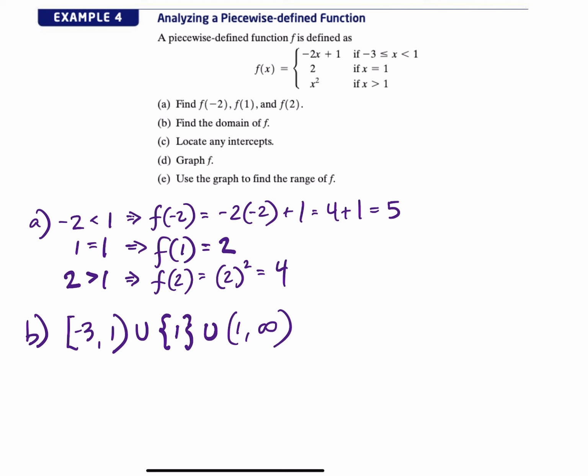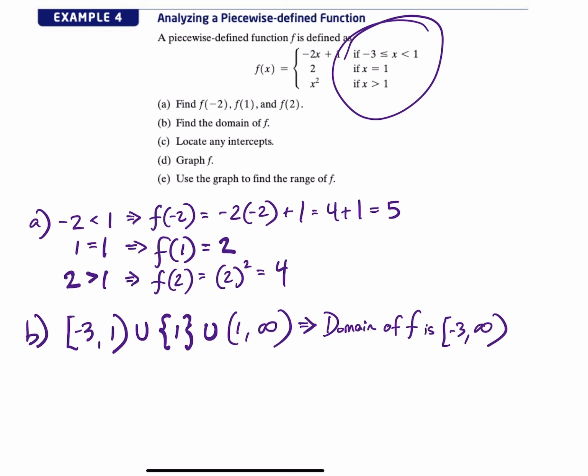So let's just combine these all together. In the first bit, we're stopping right before 1, but then we have 1 included here. And then the last bit goes from 1 to infinity. So really we could just say this function is defined all the way from negative 3, including negative 3, up to positive infinity. We'll say the domain of f is from negative 3 to positive infinity. So you can look at these because this is kind of telling you where your function is defined.